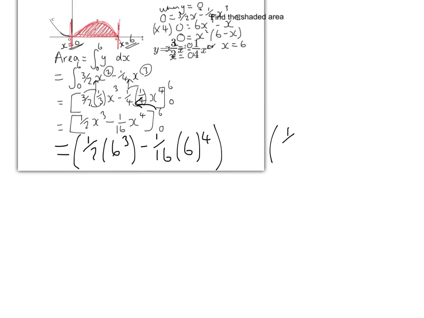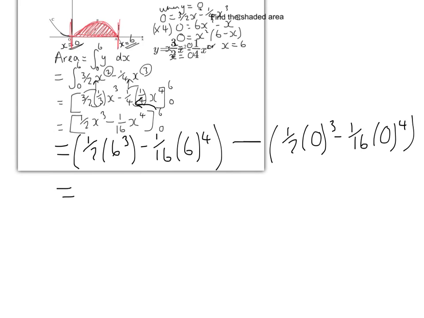So we're going to now feed in the 6. All right, so the 6 is going to go in. So we're going to go into my little curly bracket. A half 6 cubed minus a 16th 6 to the 4. And here goes my 0 going in. A half 0 cubed minus a 16th 0 to the 4. And of course they're subtracting.